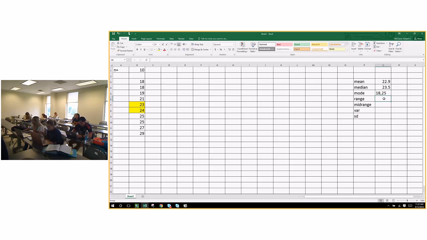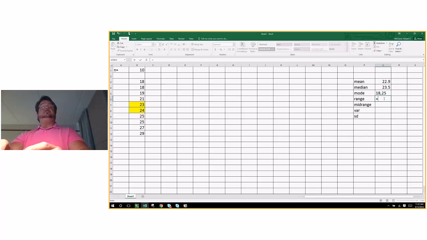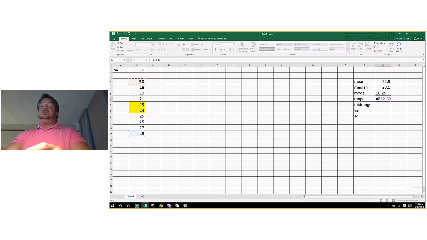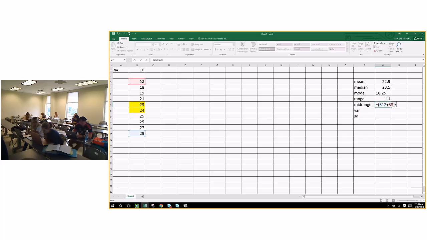Somebody tell me how to get the range. Highest minus lowest. Highest to lowest, good. I just like to hear people that pay attention. I like that. Okay. Mid-range, that's like the midpoint, your highest plus your lowest divided by 2.